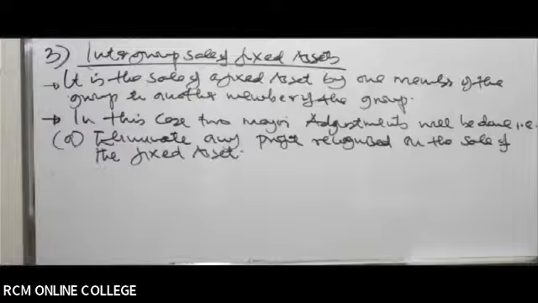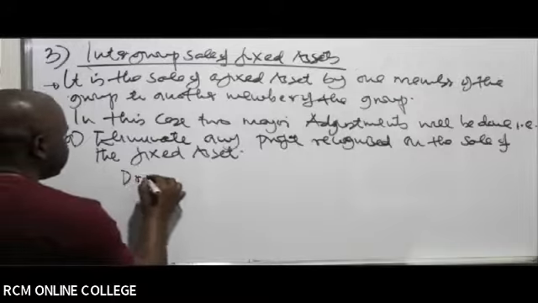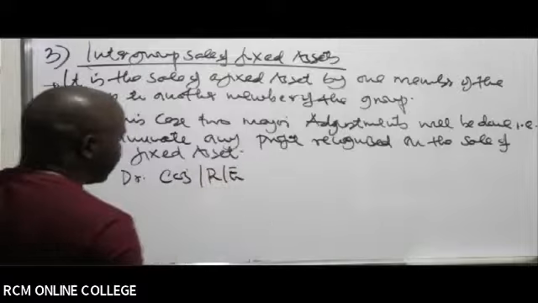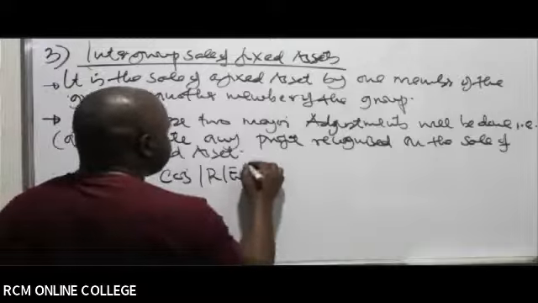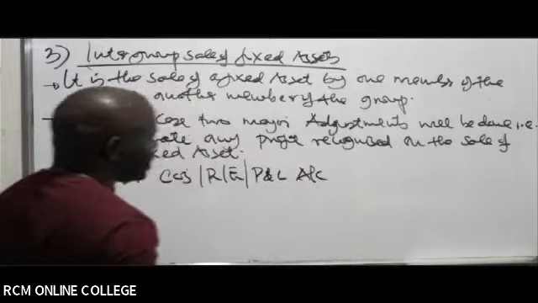And in this case, when you eliminate it, you debit the cost of sales, or in this case the retained earnings account, or you can say the P&L account.